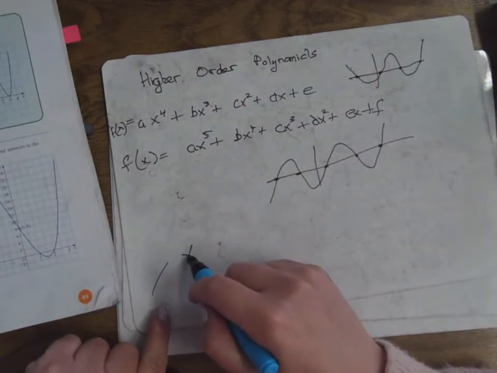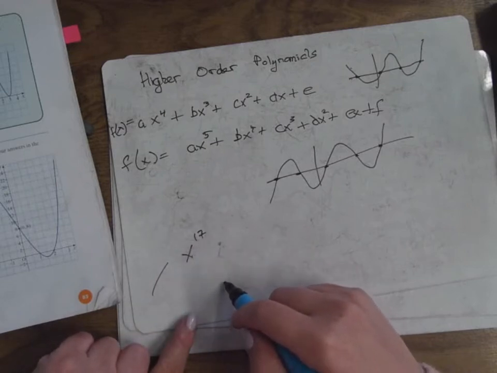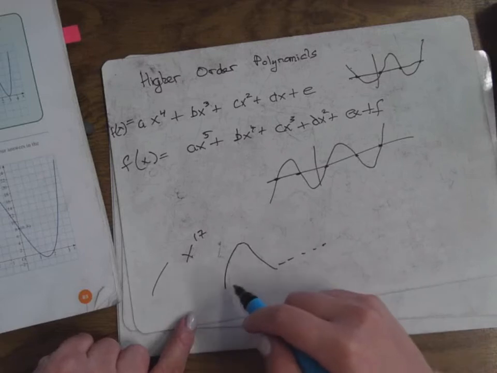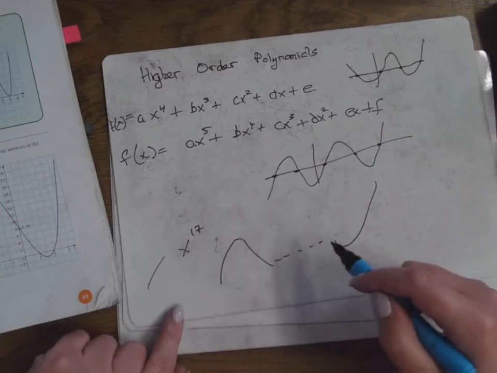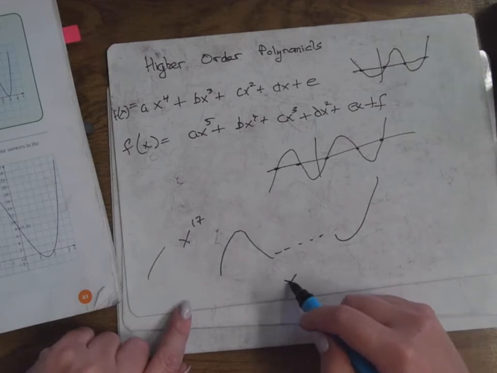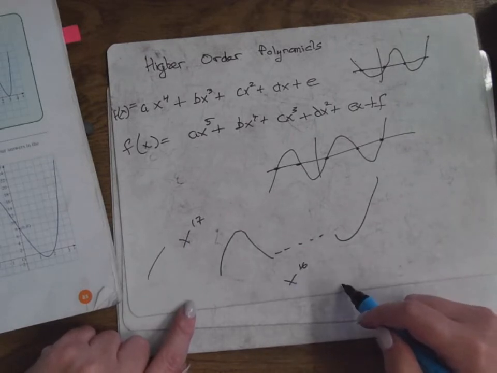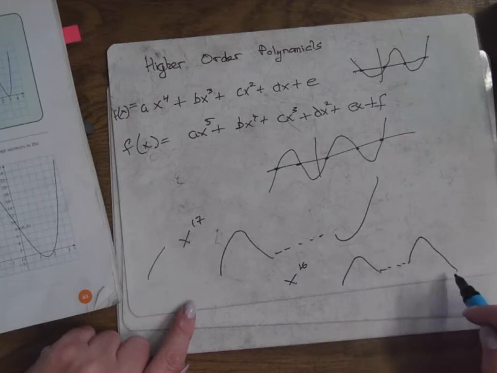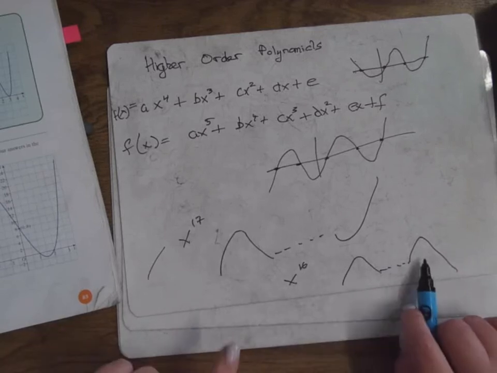As in, if it was x to the power of 17, that's an odd number. I'm not going to draw on this, but it will start low and finish high. How do I know? Because it's an odd number. If it was x to the power of 16, and it starts low, it's going to finish low. So if it's an even number, it'll start and finish in the same direction.